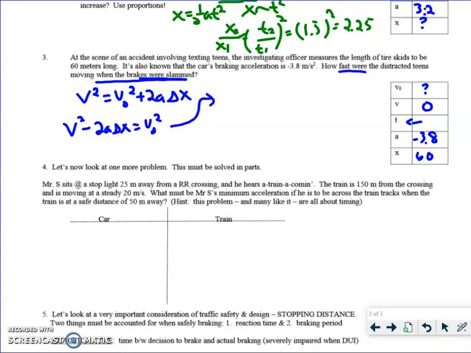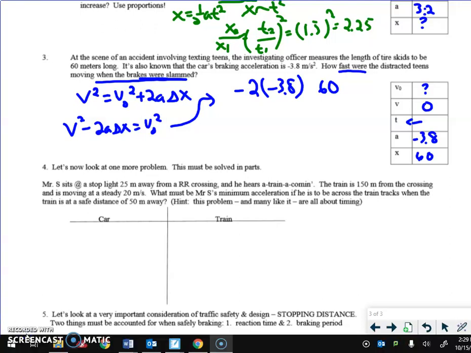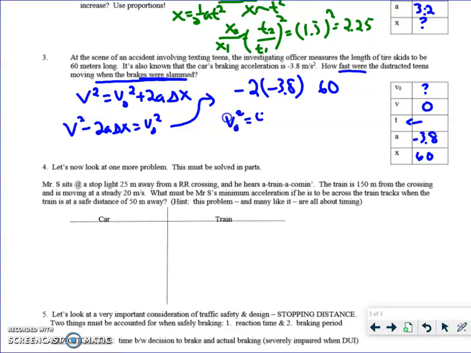Okay, I'm going to plug in numbers here. So my final speed is 0, so my answer is negative 2 times negative 3.8 times 60. Okay, now remember that's v naught squared. So I'll do that. 60 times 2 is 120. 120 times 3.8 is 456. So I can say v naught squared is 456. Therefore, my initial speed is the square root of that. And if I take the square root of that, I get 21.3 meters per second. All right, so that's almost 50 miles per hour.